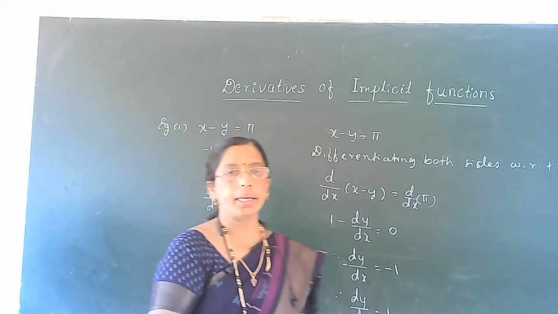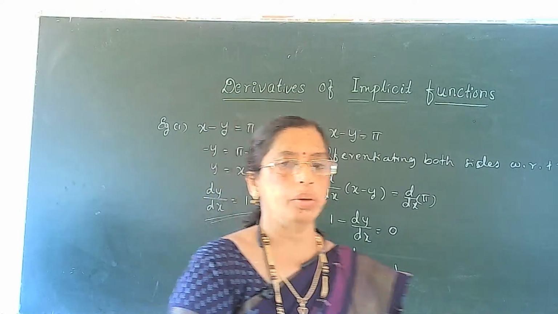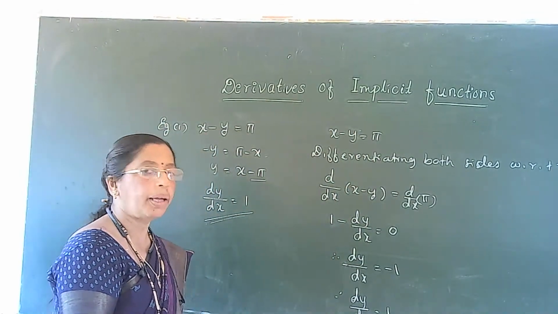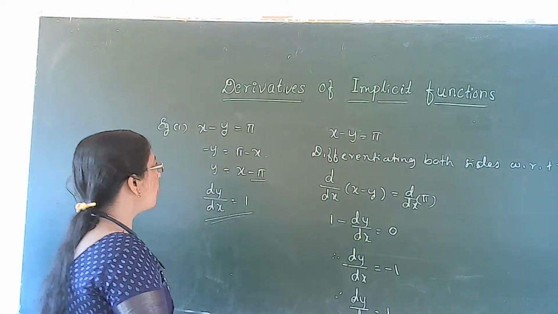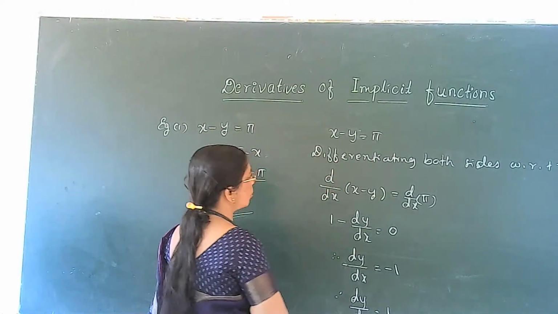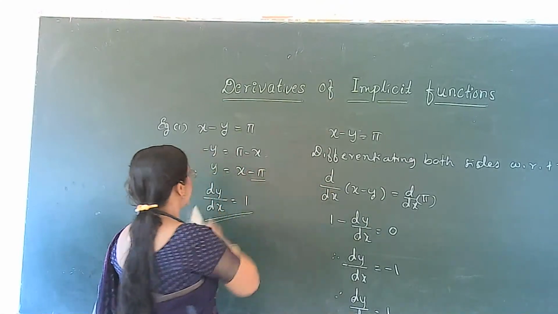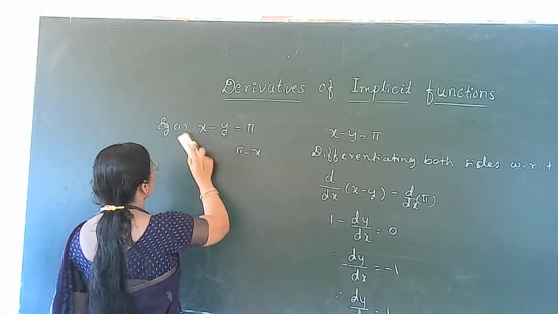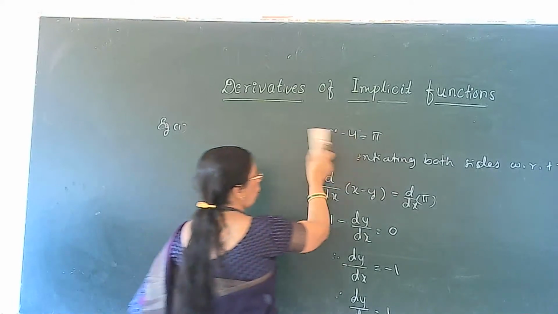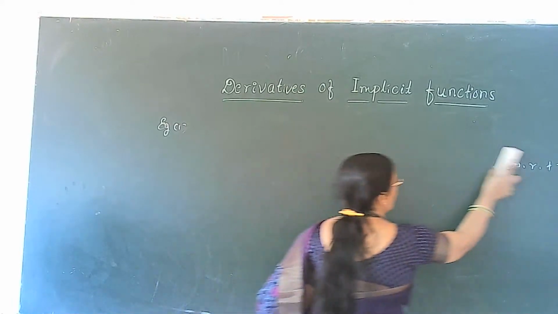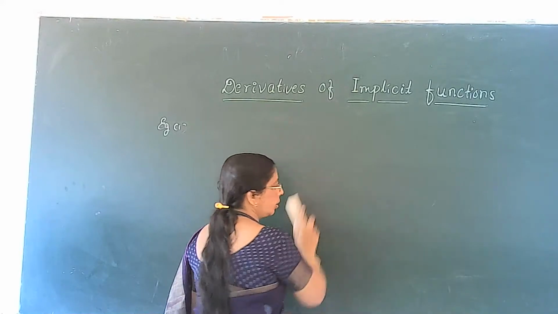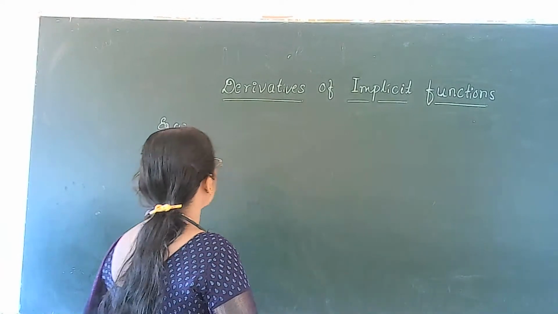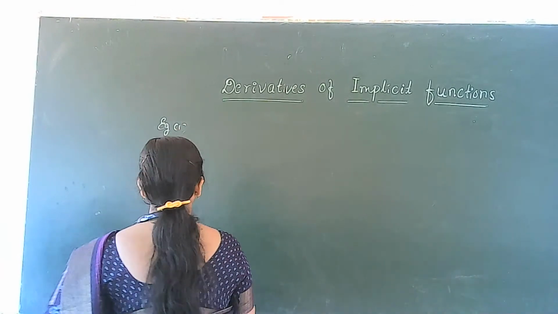In this problem we can express the dependent variable y in terms of the independent variable x also: y is equal to x minus 5. But in other cases, we can't express it in terms of x. In that case, we differentiate the function with respect to x on both sides to solve these types of problems.